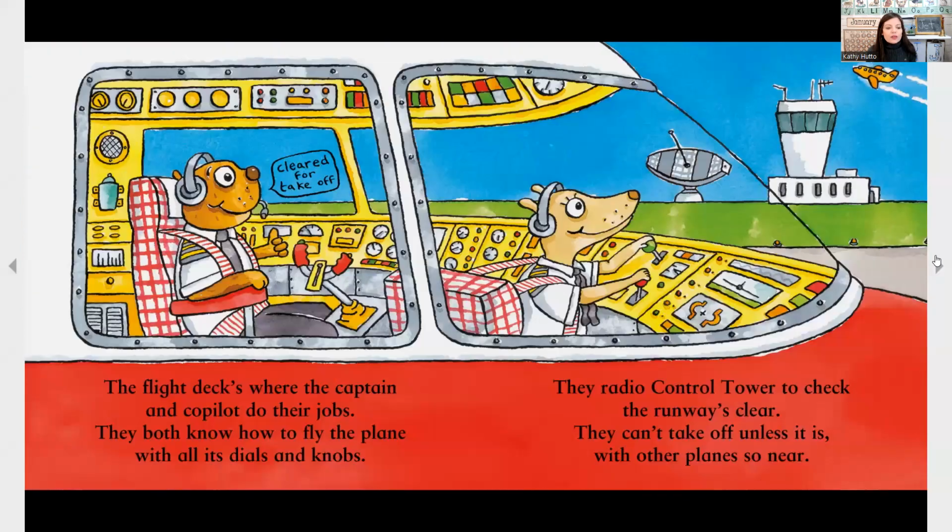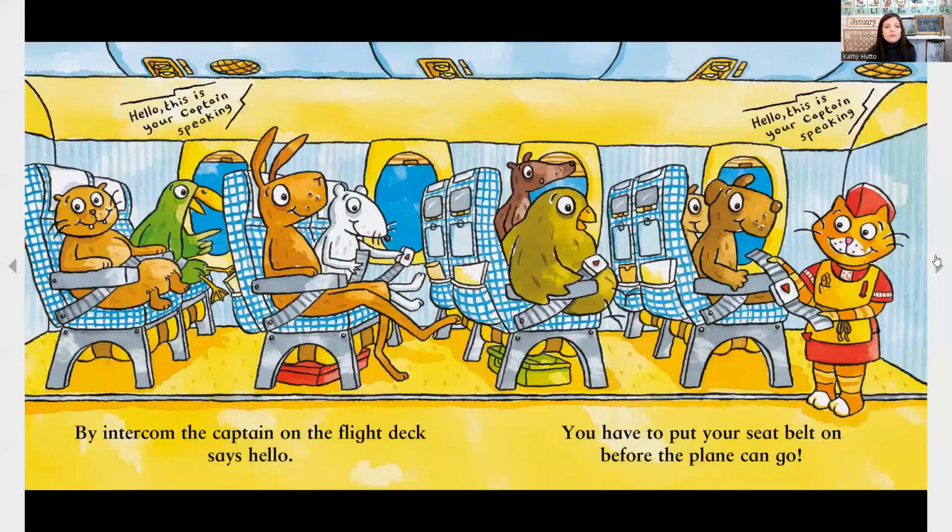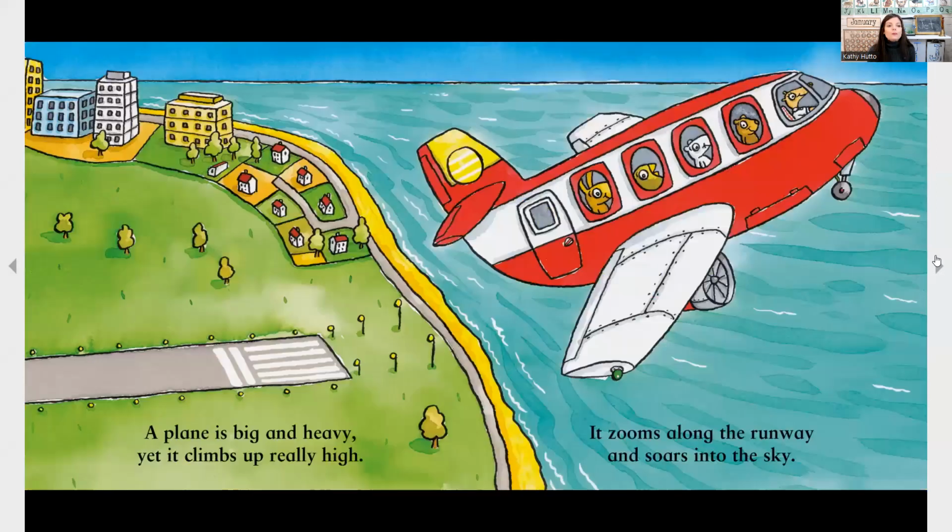The flight deck's where the captain and co-pilot do their jobs. They both know how to fly the plane with all its dials and knobs. They radio control tower to check the runways clear. They can't take off unless it is with other planes so near. By intercom, the captain on the flight deck says hello. You have to put your seatbelt on before the plane can go.